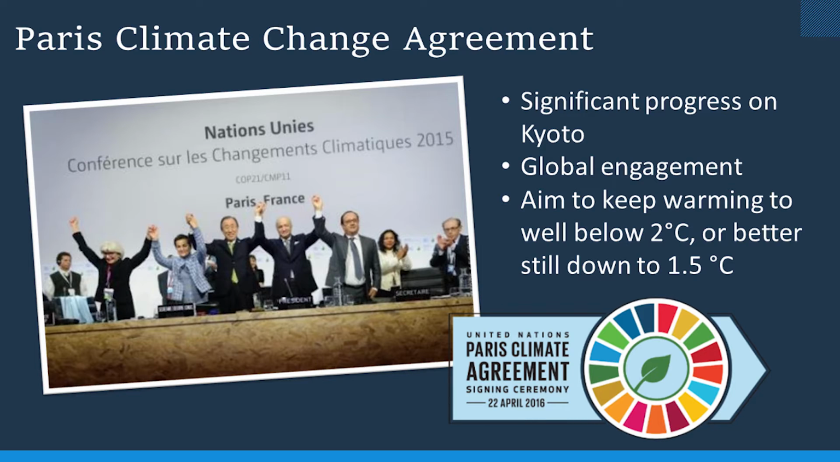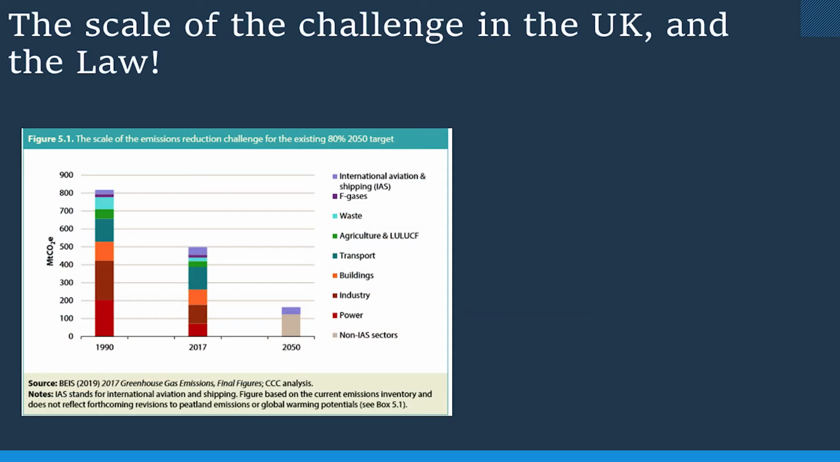So it's a landmark piece of agreement and collaboration globally, and each country has to submit its national contributions, their estimate of how much each country is going to do to reduce its carbon emissions to keep in line with 2 degrees, or even better still, 1.5 degrees. So in the UK, we have a big challenge, but we have a law to help us with that, the Climate Change Act. And as you can see from the graph on the left, the total emissions of carbon dioxide in the UK in 1990 were about 800 million tonnes of CO2 equivalent.